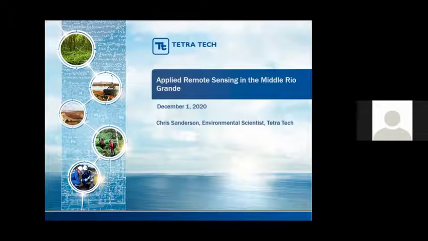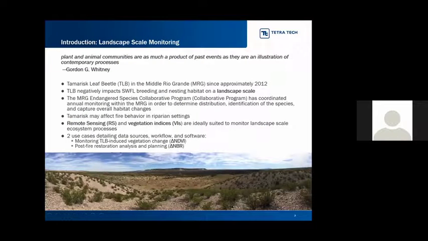So I'll provide an introduction to just the idea and some general concepts related to landscape scale monitoring. A lot of this is dealing with identifying, evaluating, and quantifying patterns that may not be apparent during field surveys. A lot of these patterns are things we can't keep pace with, like the rate of land use change or defoliation by Tamarix leaf beetle.